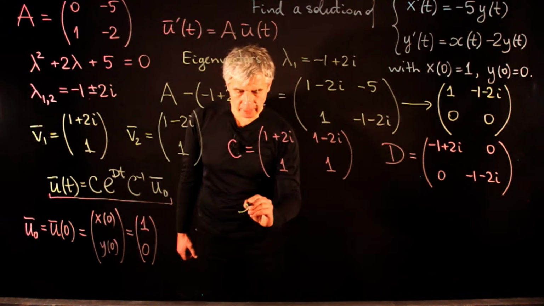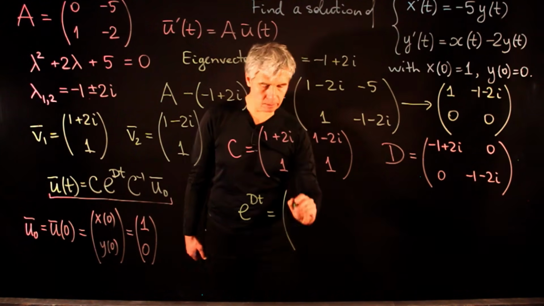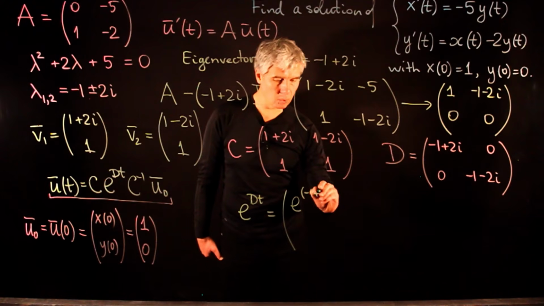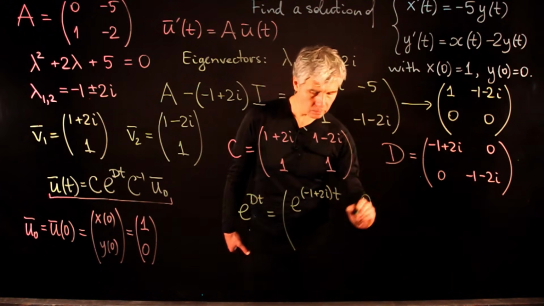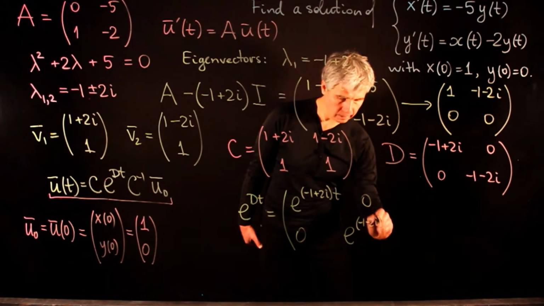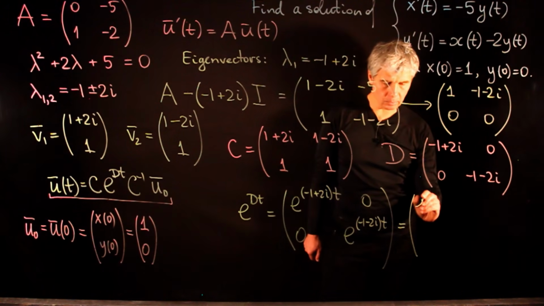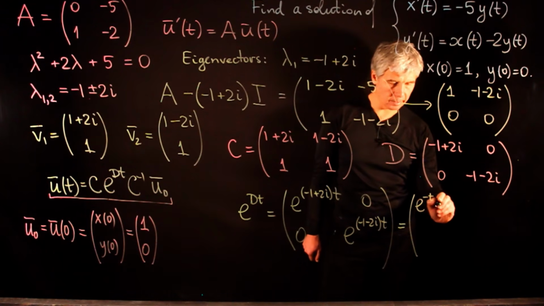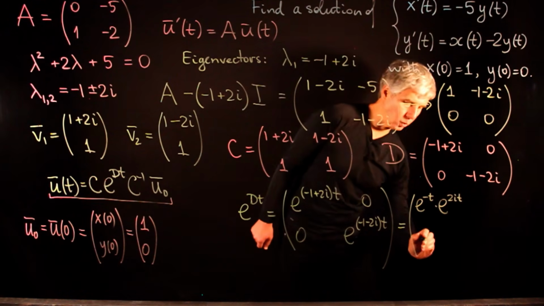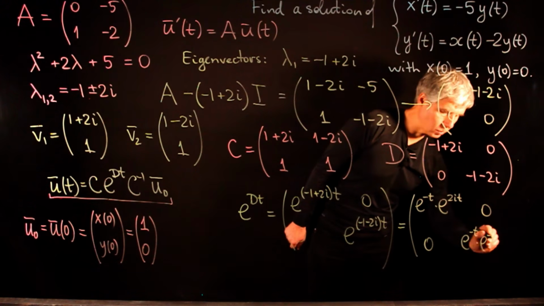Let us write down what is the exponential of Dt. So this will be the following matrix. So this will be e to the -1 plus 2i times t, 0, 0, e to the -1 minus 2i times t. But then this also can be written as e to the minus t times e to the 2it. And to compute this, we will apply Euler's formula. And here we have e to the minus t times e to the minus 2it.